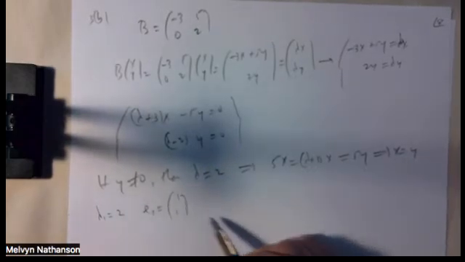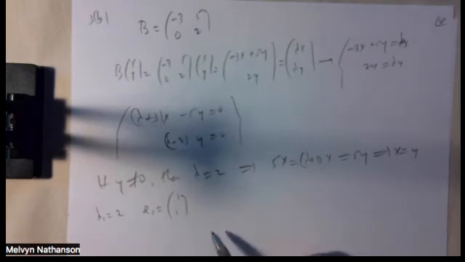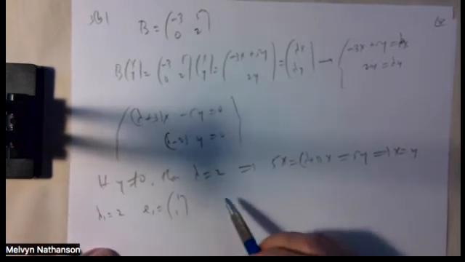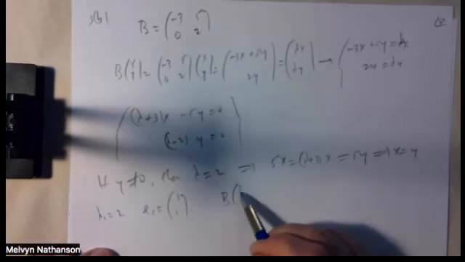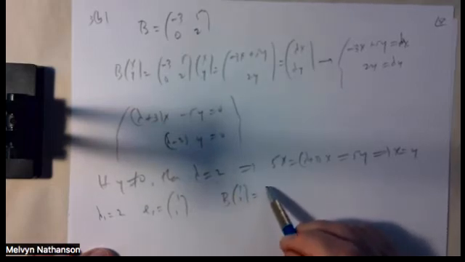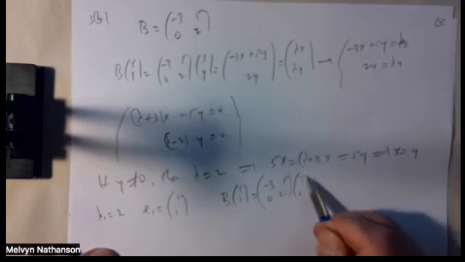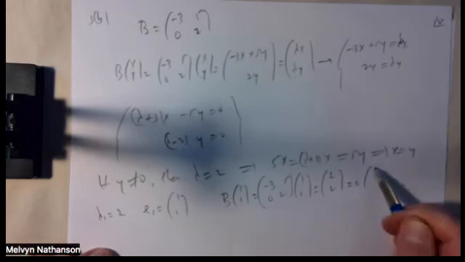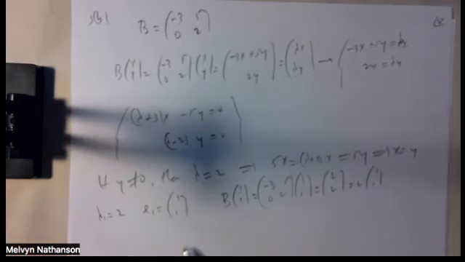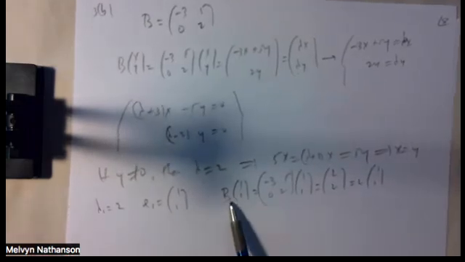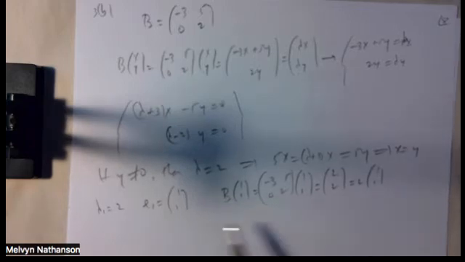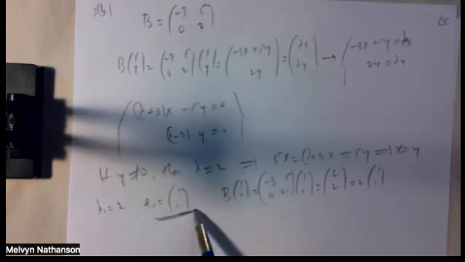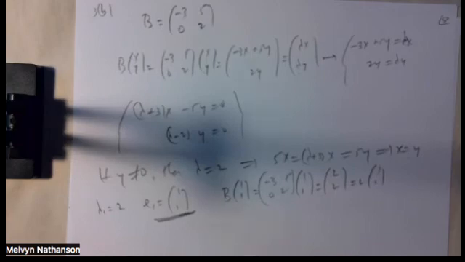So if you take the vector with x equal y, say 1, 1, this has to be an eigenvector with eigenvalue 2. And in fact, B of 1, 1, so that's minus 3, 5, 0, 2 applied to 1, 1, is 2, 2, which is 2 times the vector 1, 1. So B of 1, 1 is 2 times 1, 1. That means this is an eigenvector with eigenvalue 2.